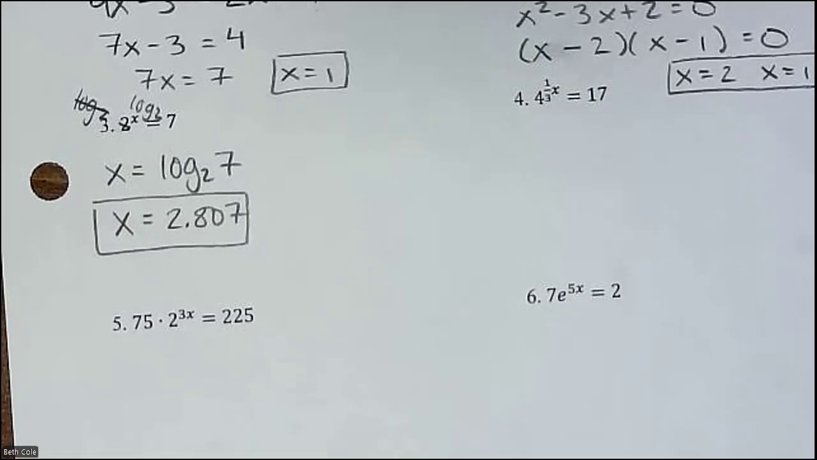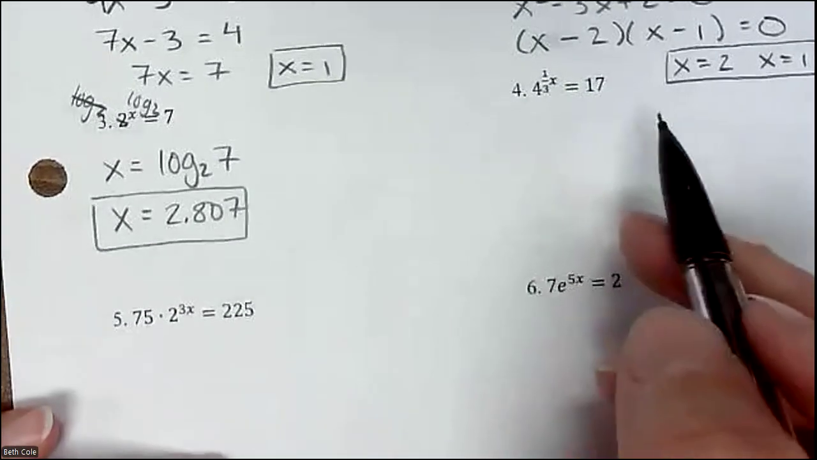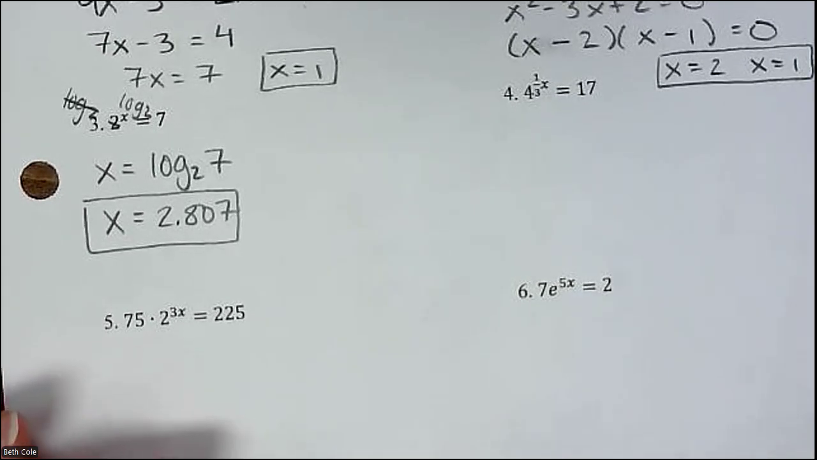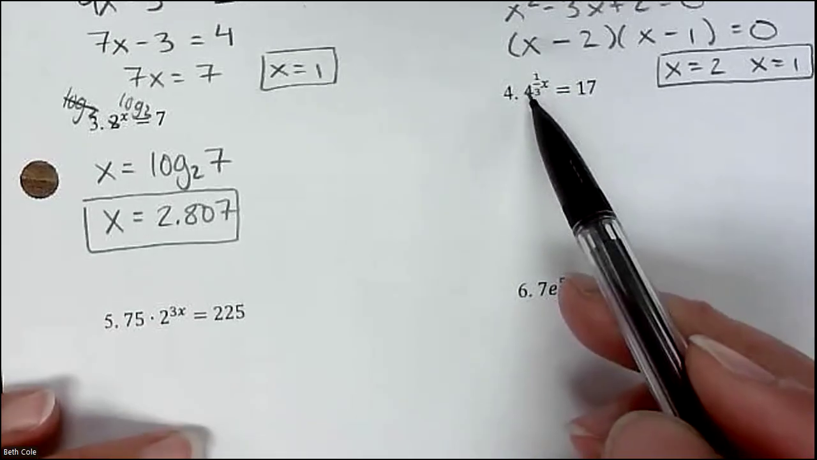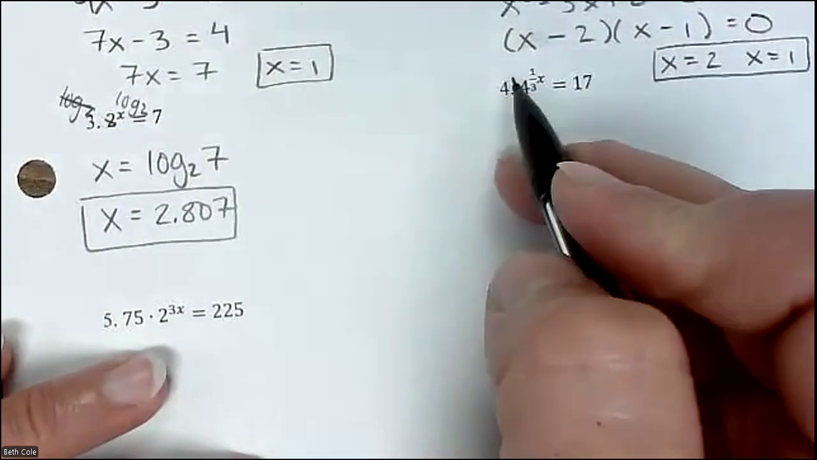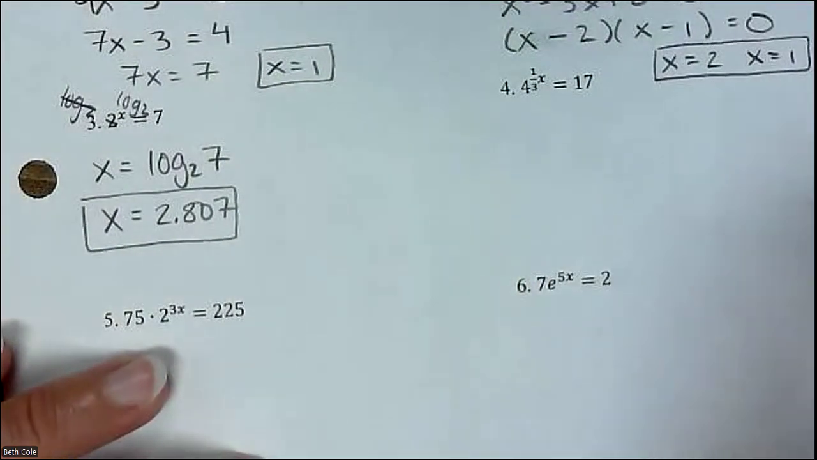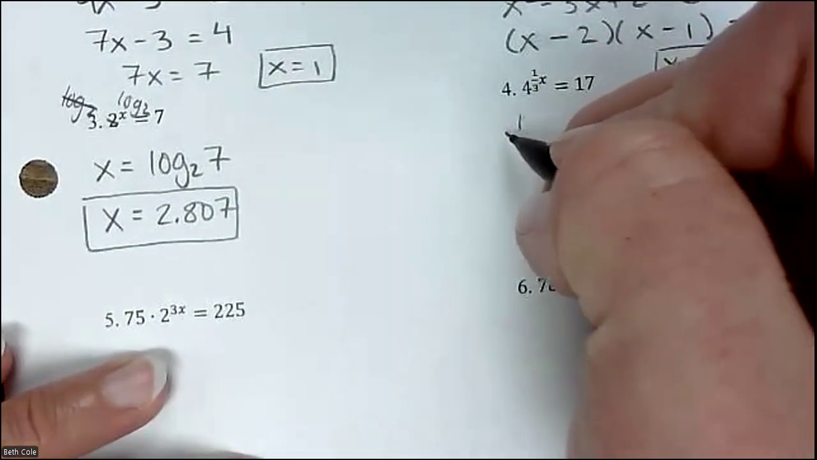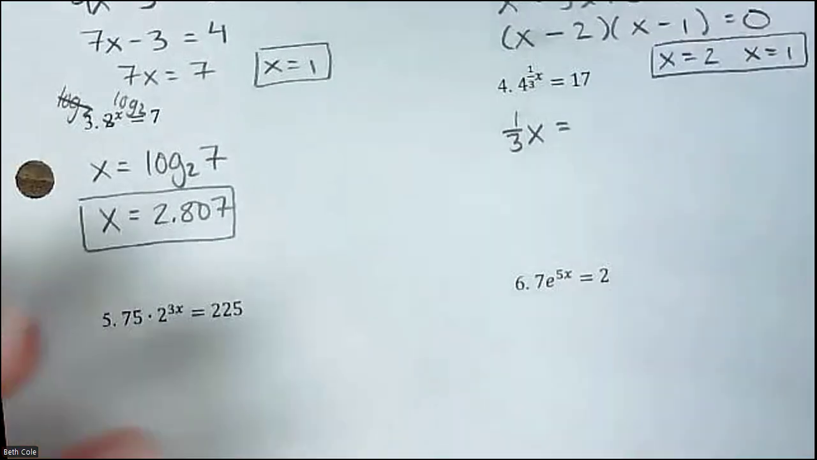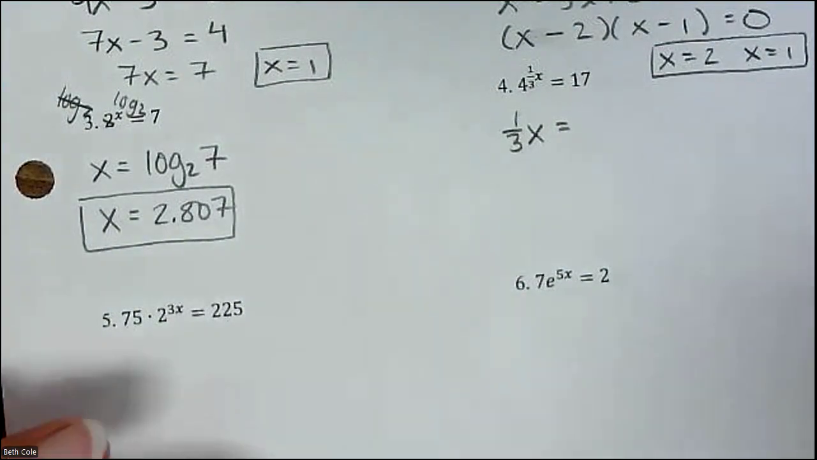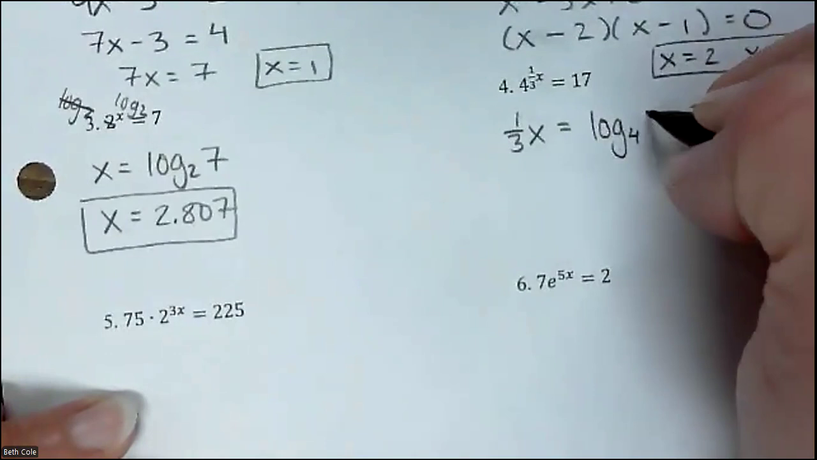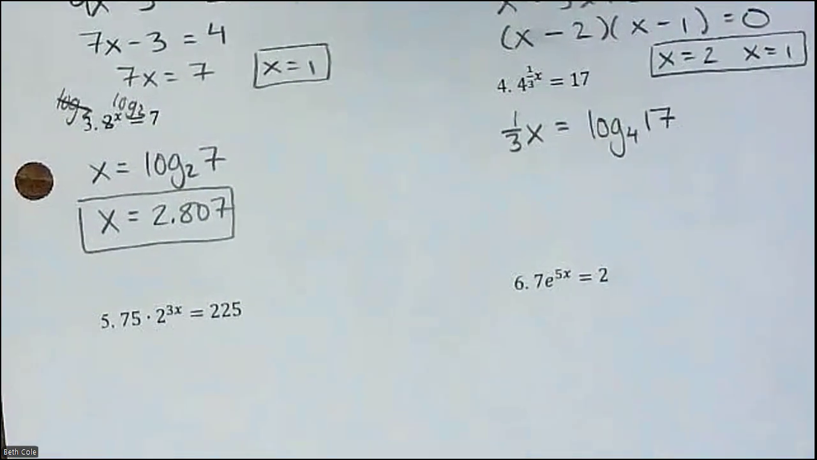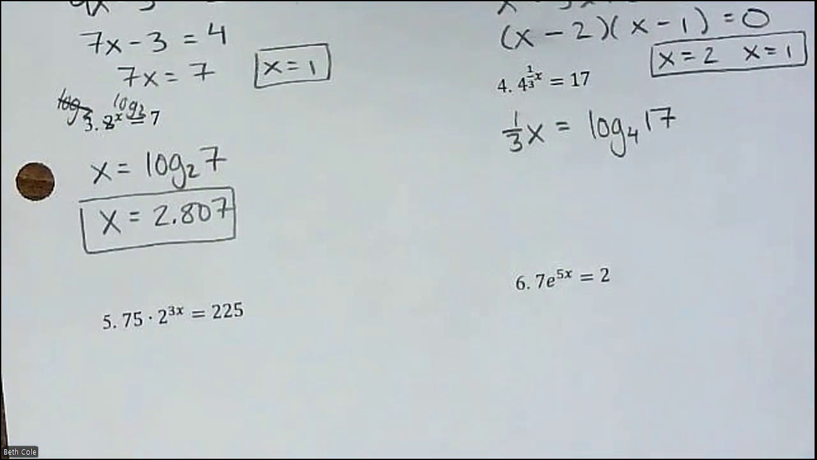Let's try that again. Looking at this one, what log base would you do to both sides? 4. Do you see how there's a 4 there? You can write log base 4 on both sides. I tend not to do that because it looks really cluttered, but what you're going to end up with is 1/3 x equals log base 4 of 17. So you're just canceling out the exponential base 4 with a log base 4.